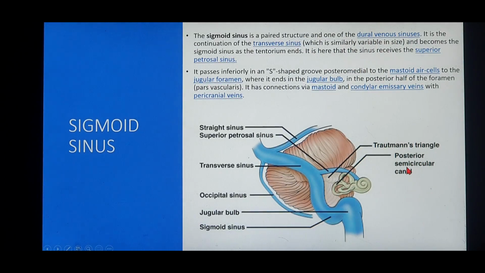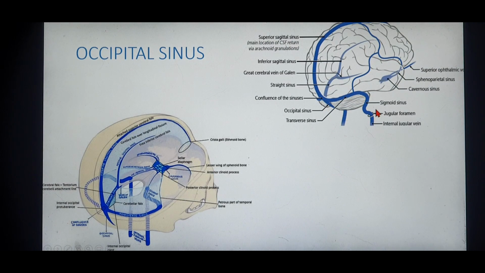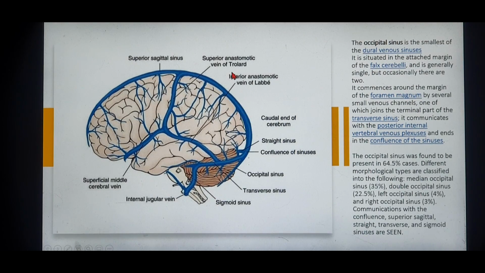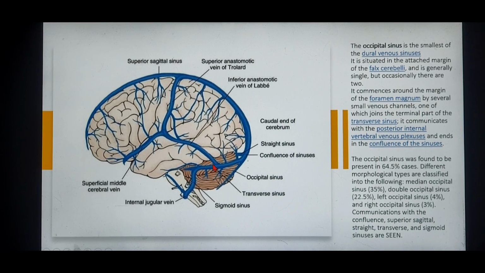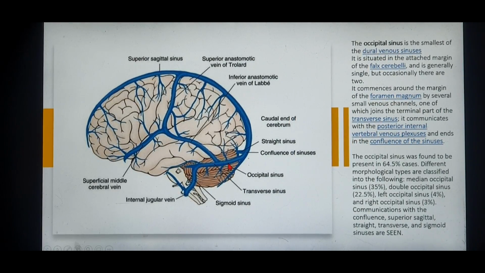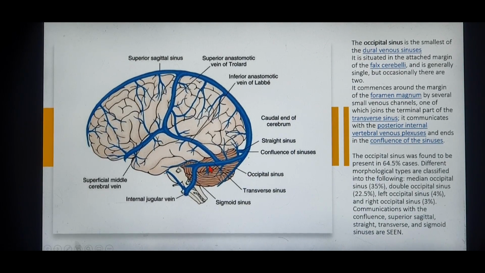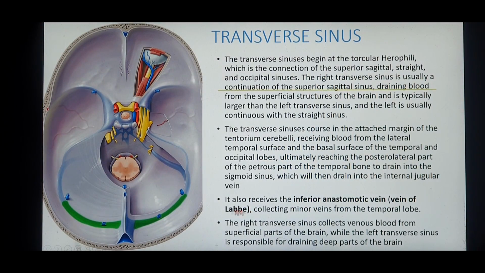I'll show you the vein of Labbé over here. Somewhere around here it was present. Here you can see that's the inferior anastomotic vein of Labbé, and that is draining into the transverse sinus right there. You can see the transverse sinus right there, and that's the communication. So this is the most important point, a unique point for the transverse sinus you have to remember.